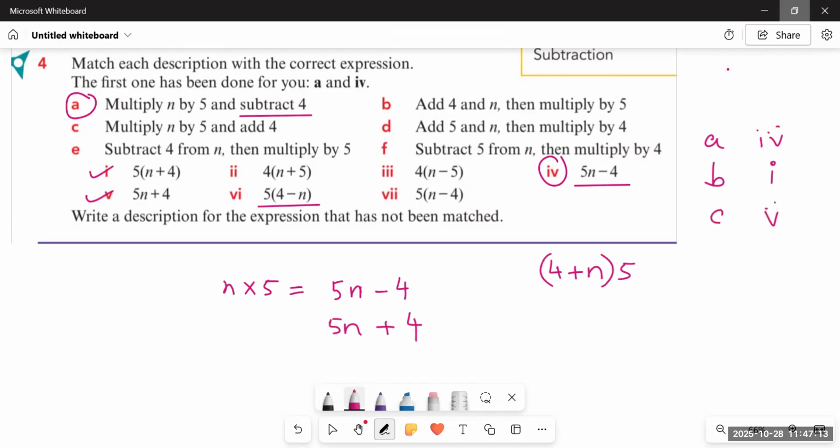And then comes add 5 and n. It's 5 plus n. Then multiply by 4. So we will have 5 plus n bracket close multiply by 4, which is over here in number 2. 4 bracket n plus 5.